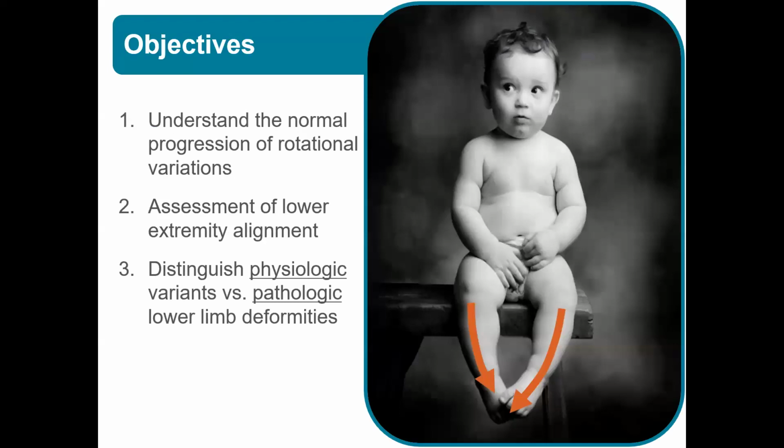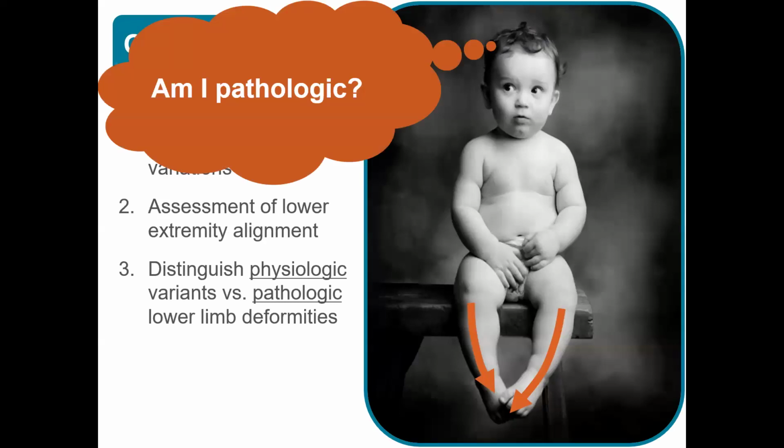So the goal today is to understand what's normal and then how normal progresses. We're going to learn how to assess lower extremity alignment and distinguish physiologic versus pathologic. And to answer this young man's burning question, am I pathologic? These are pictures of my children, by the way.